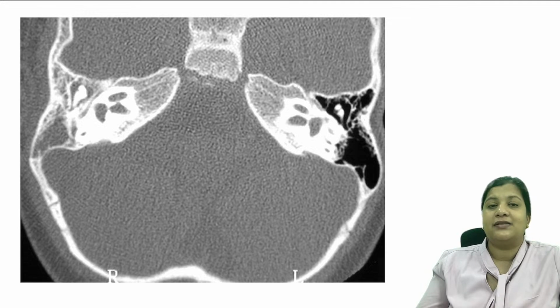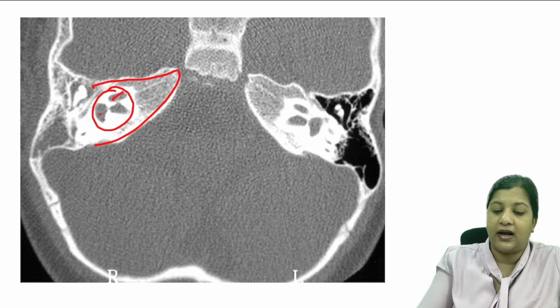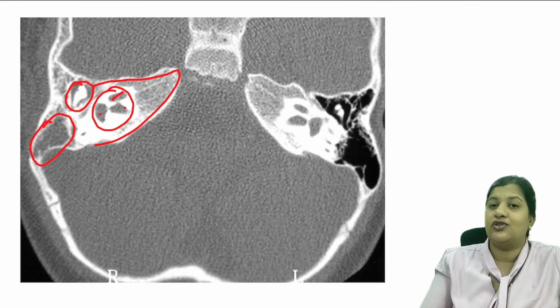Now let us look at this mastoid image. This leaf-like bone is your petrous bone. This is your inner ear, showing you the cochlea and the semicircular canals. This ice cream cone is your middle ear. What you see here posteriorly is your mastoids.